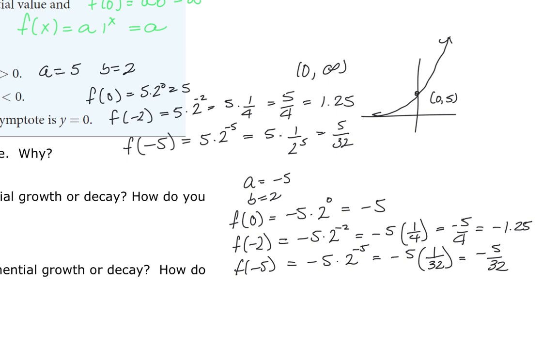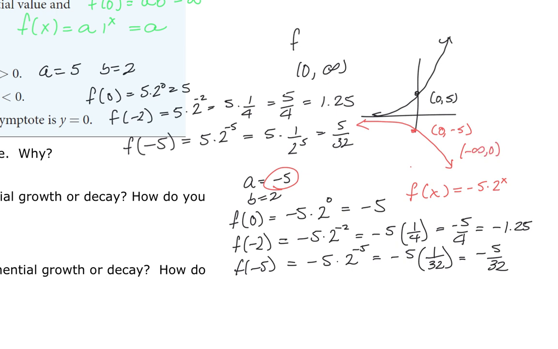So we know when a is a negative number, what that does is it reflects our graph over the x-axis, and so it's going to look something like this. This is going to go through 0, negative 5, and so this range, when I have f, we'll call this f of x, which is equal to negative 5 times 2 to the x. This range will go from negative infinity to 0, but we'll never get to 0.